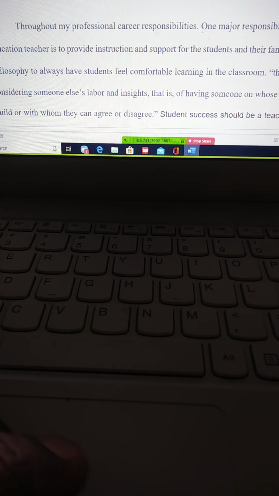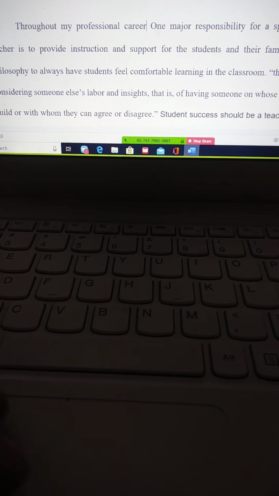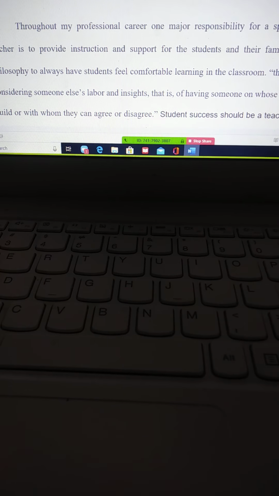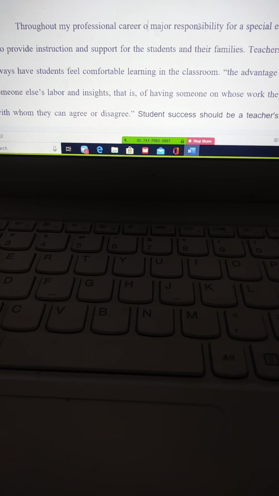So throughout my professional career, I would say this first sentence might be a little short, because it doesn't really give enough indication about what you might want to convey. I wouldn't say one, because I think it locks you into just one. So I think a major responsibility. We got rid of that other responsibility, so now I don't think we even need to use task anymore.